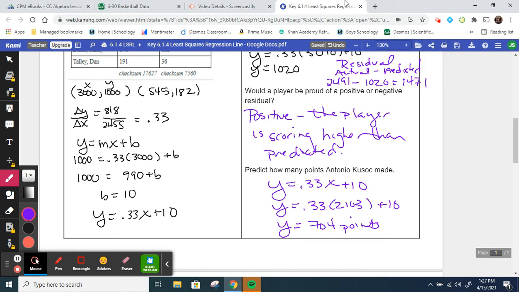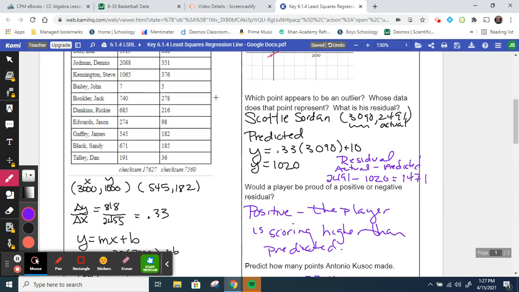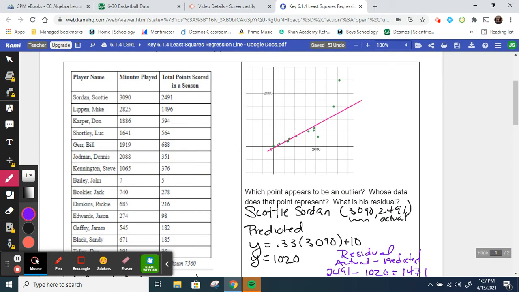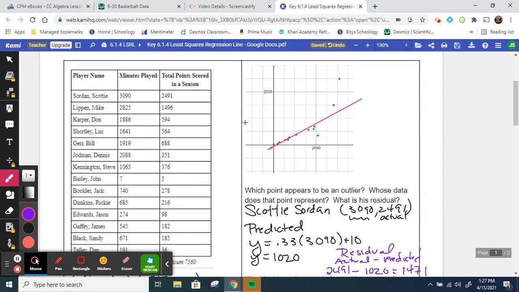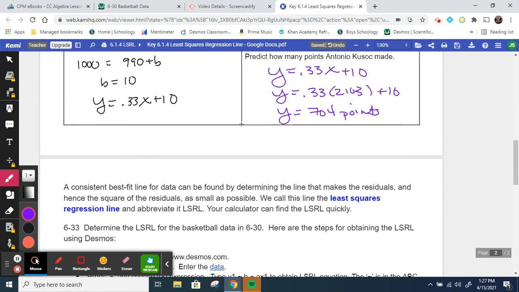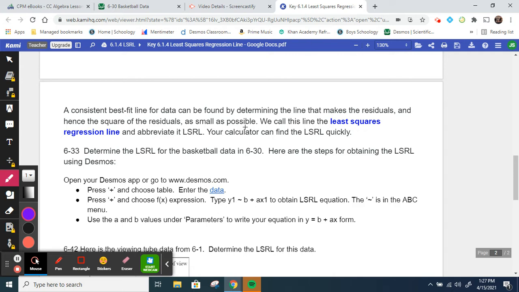But I think you would all agree that this is not necessarily the best line, right? Because we're doing so much estimating. So what we want to do is figure out a way to get a consistent best fit line for data. And this can be found by determining the line that makes the residuals, and therefore the square of the residuals, as small as possible.